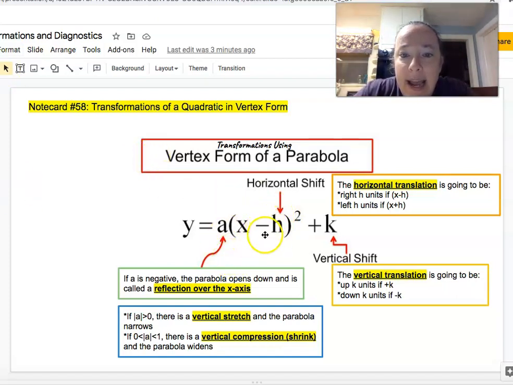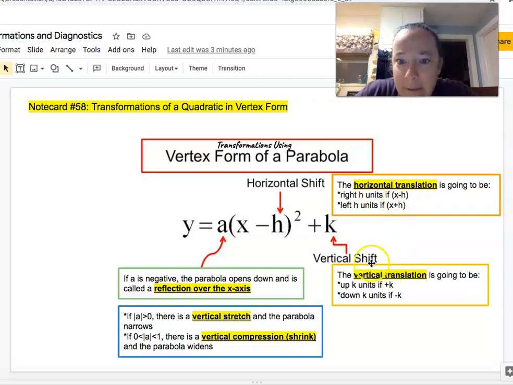Now let's think about H. This is inside the parentheses, and this will yield a horizontal translation, so left or right. If you have an x minus h, so it has the minus in there, it's going to be right h units. So it's going to translate to the right h. If you have an x plus h in there, it's going to translate to the left h units. So it's kind of opposite what you would think, okay?